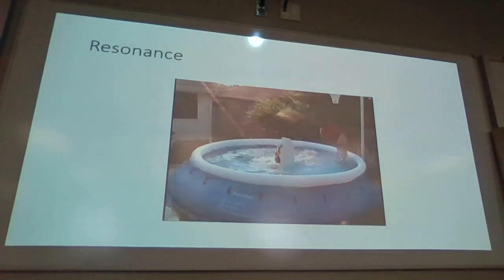Put that on your bucket list this summer. Okay? Does that make sense? You found the resonant frequency of the water waves in that particular bathtub or swimming pool. Okay?